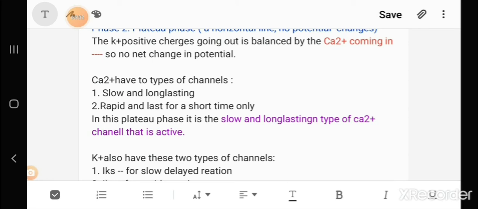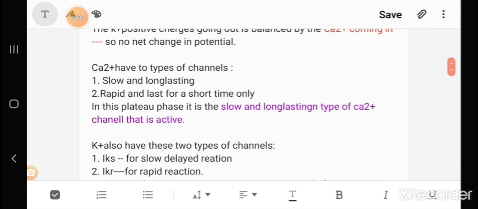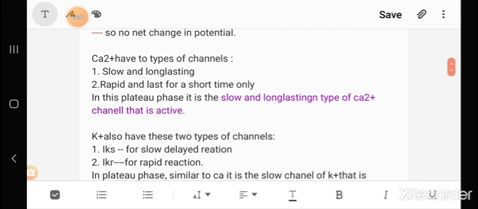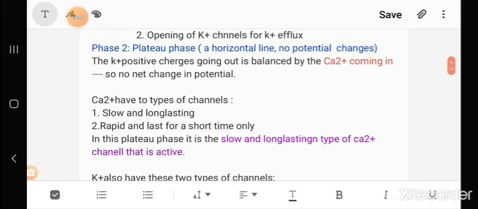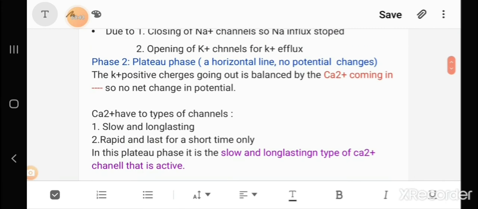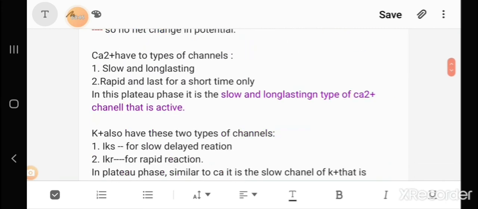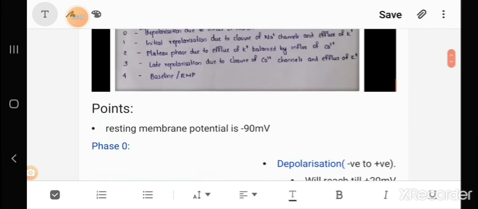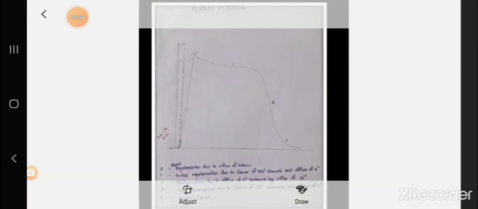So which type of channel has to be opened during this phase? It is the slow or long-lasting calcium channels which are active, and it is through these channels that the calcium is influxing and balancing the K plus efflux, so that the potential remains more or less the same.